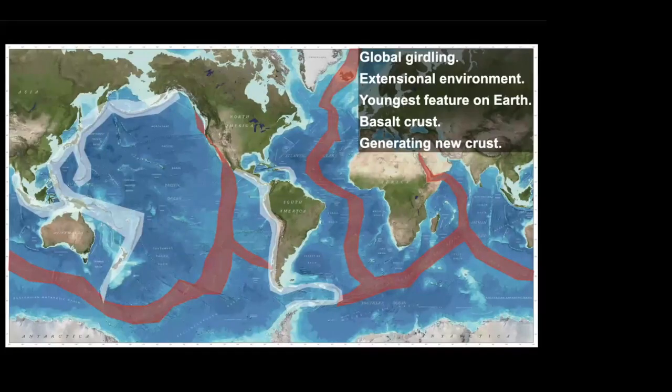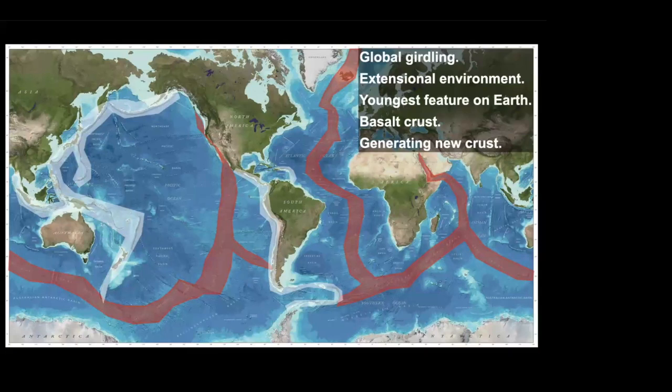So, kind of bringing this back to Earth a little bit. One of the key features of plate tectonics on Earth is the mid-ocean ridge. Outlined in red here, it's this globe-girdling, single extensional environment that is more or less continuous. It's the youngest feature on Earth. It forms in basalt crust, and it's where you're generating new material. That's what's dominating the resurfacing on Earth. And then all this stuff gets transported laterally until it is subducted away into the mantle thousands of kilometers away.